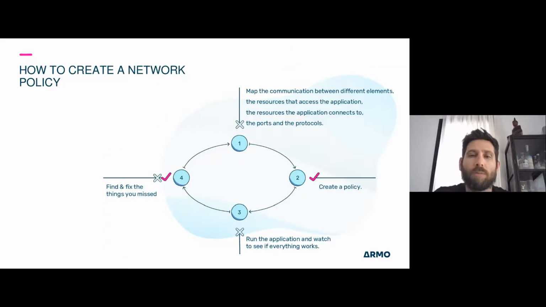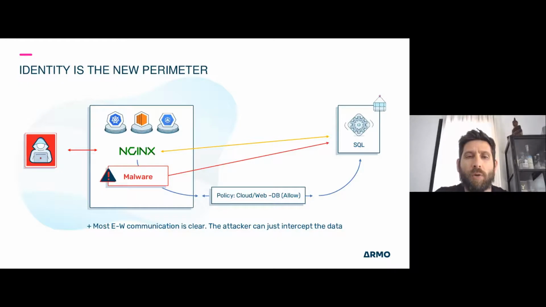So the problem was that I don't have a way to visually map the communication between the different pods or microservices. I have a construct to create a policy, which is nice. I can't really run the application and see how everything works. And the last thing, it's really, really hard to debug if something is not working. So that's why it doesn't work in Kubernetes.